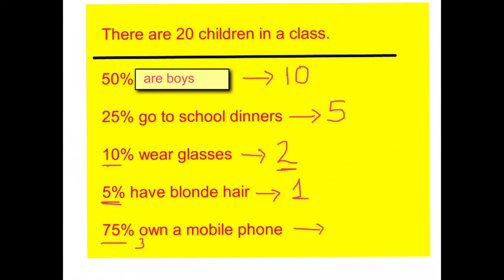My last one, 75% own a mobile phone. Remember, 75% is 3/4. So we divide by the bottom, which is 4, and multiply by the top. So 20 divided by 4 gives me 5, and then I multiply by the top, which was 3, to give me an answer of 15 children own a mobile phone.